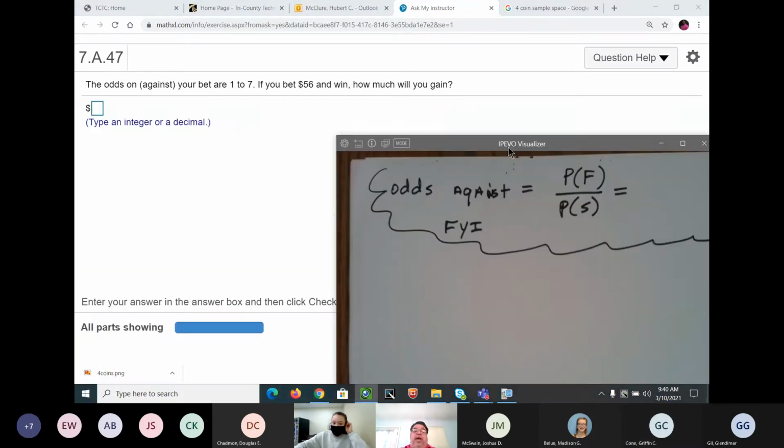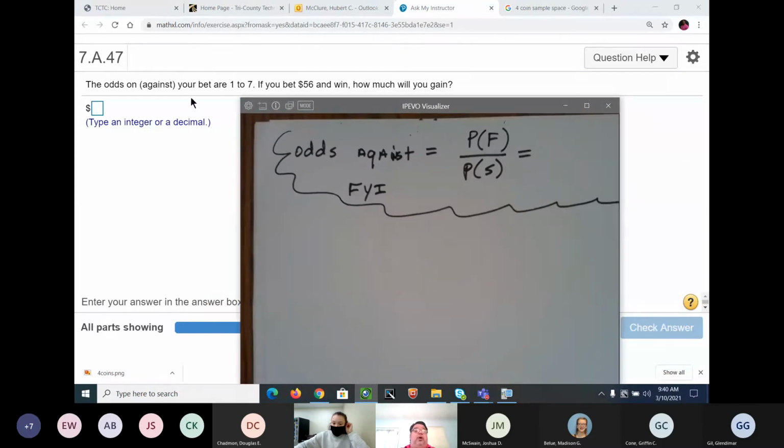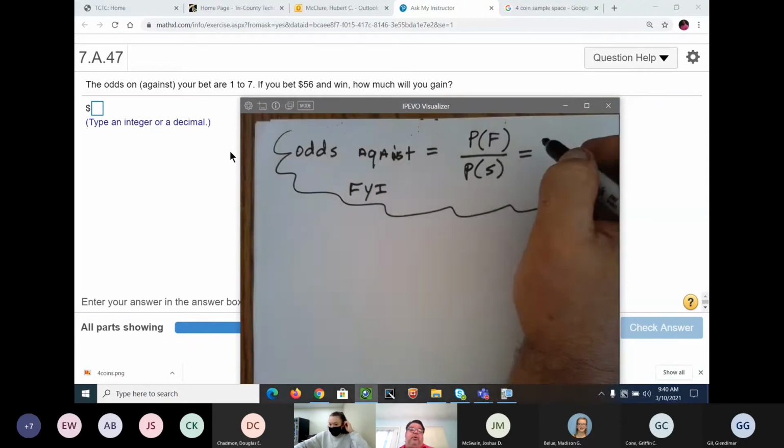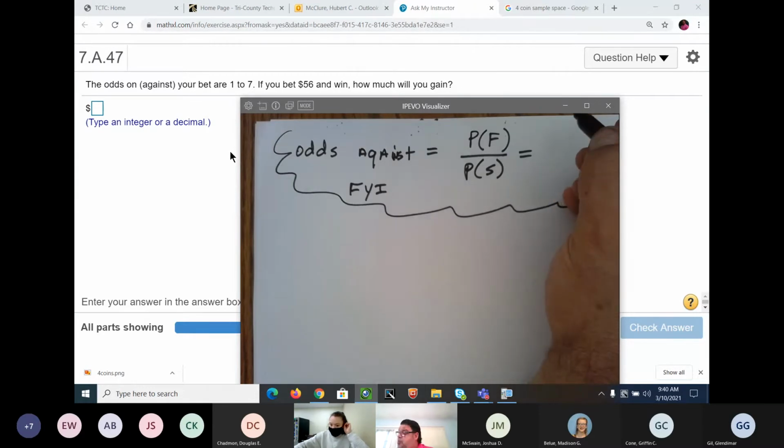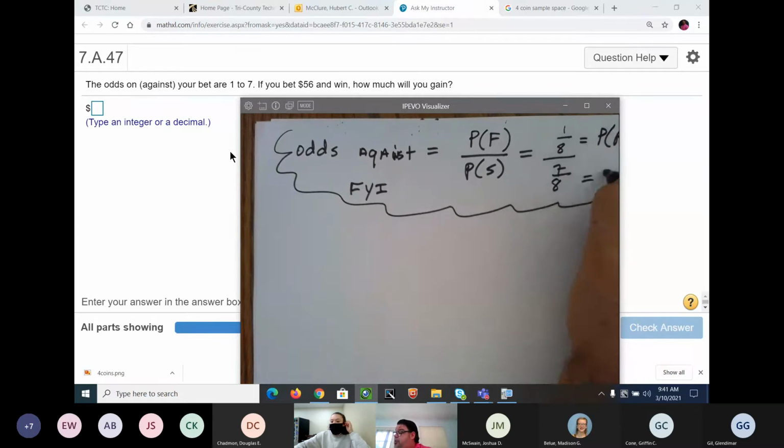For your information, I'm going to add something to this. 1 to 7, so that means there's 8 total. So the probability of failure is going to be 1 over 8, and 7 over 8. And that's for your information. So this is probability of failure. This is probability of success. That's for your information, okay? Hold on just a second.